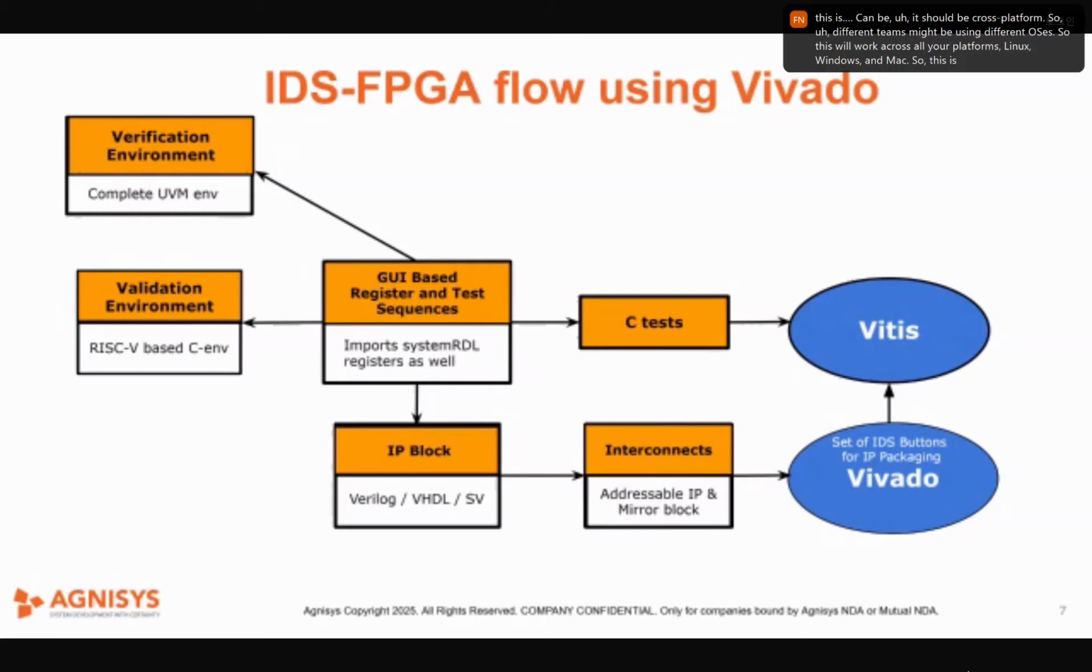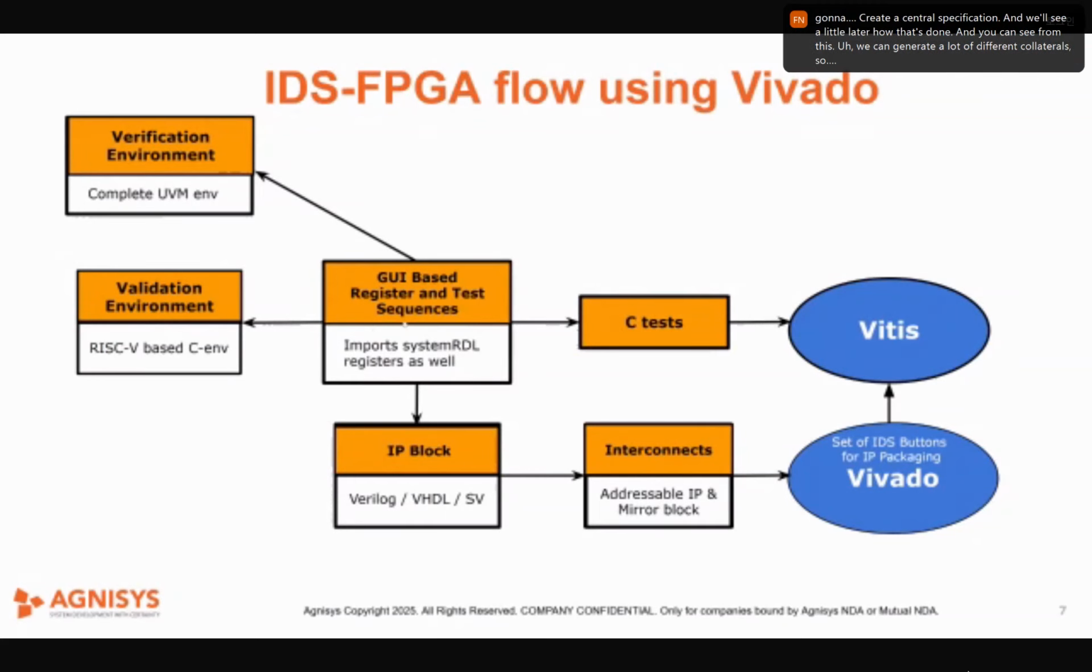So this is more looking at the IDS-FPGA flow using Vivado in this case. Here in the center, you can see we have GUI-based register and test sequences. What this is coming from is that we're going to create a central specification, and we'll see a little later how that's done. And you can see from this, we can generate a lot of different collaterals.